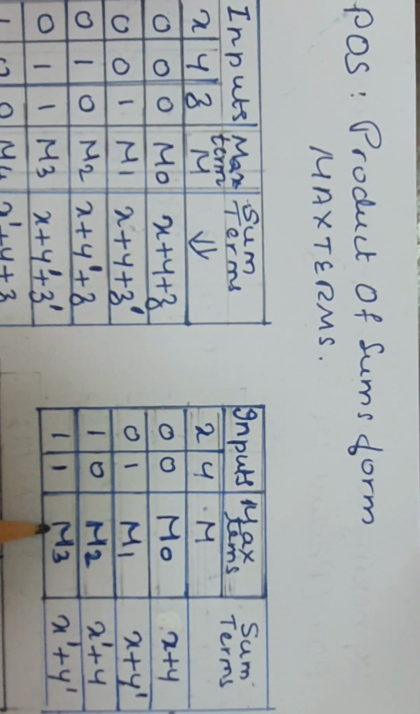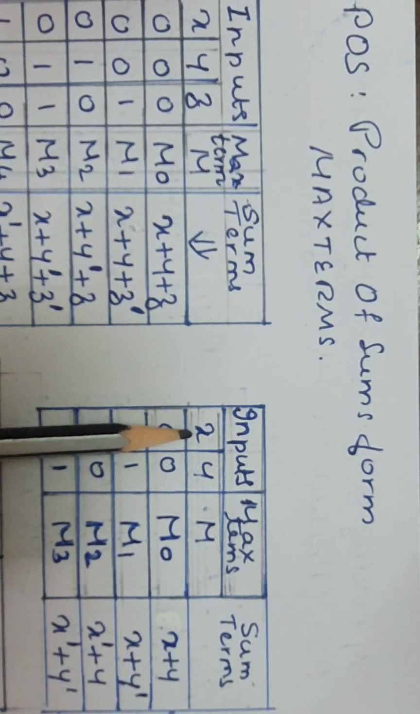Similarly, the last max term for the two variable system is M3. In that, x, y both inputs will be 1 and 1. So x is 1 means x dash, y is 1 means y dash, with this logical OR sign in between.